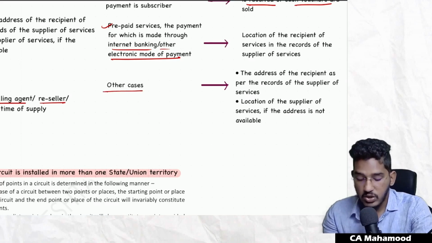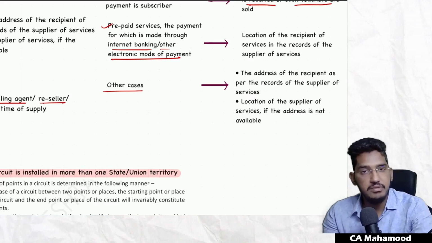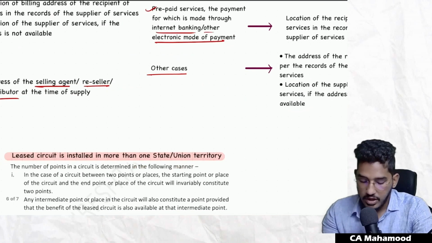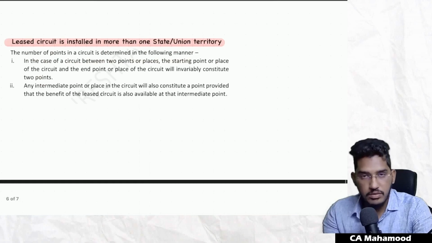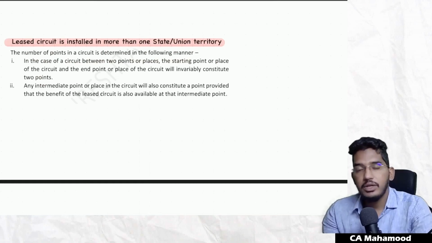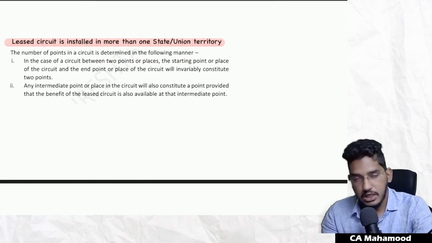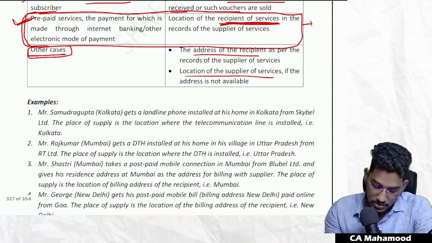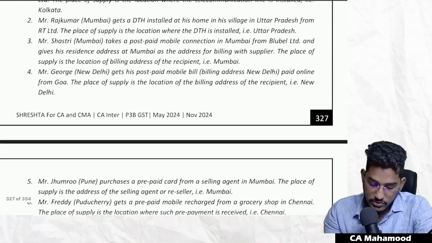Able to understand? Sir, what about all other cases? All other cases: if location of the recipient is available, location of the recipient; if not available, location of the supplier. Understood? Sir, what if leased circuit is installed in more than one state or union territory? We have to divide it as per contract or agreement. If the contract or agreement is not there, we have to divide it on the basis of number of points in each state or union territory. So we'll have a few questions here. Let us try to quickly solve them.